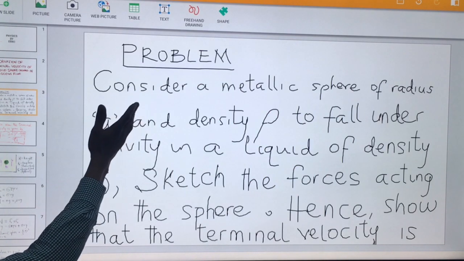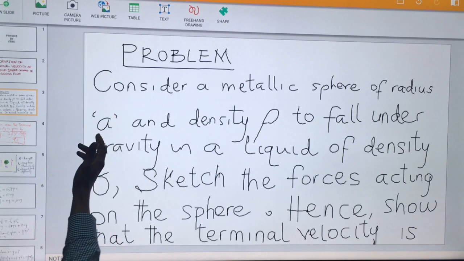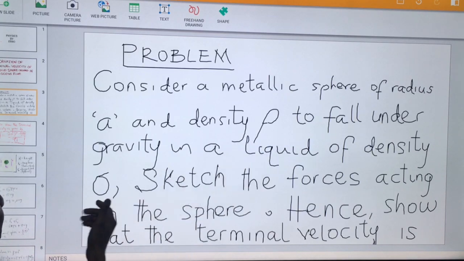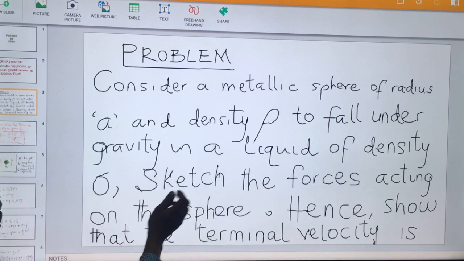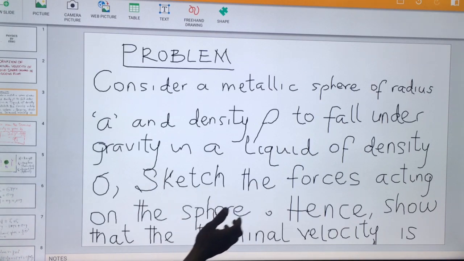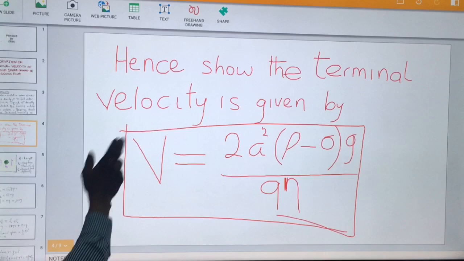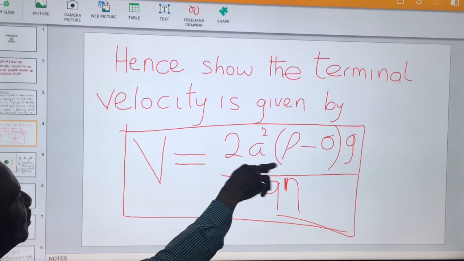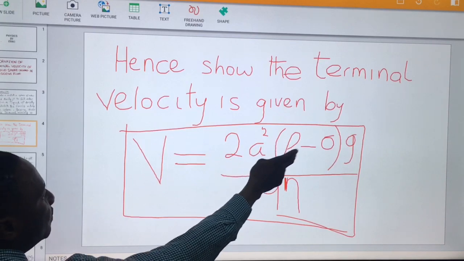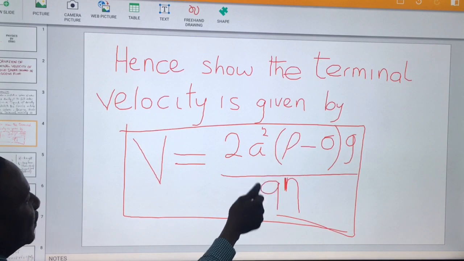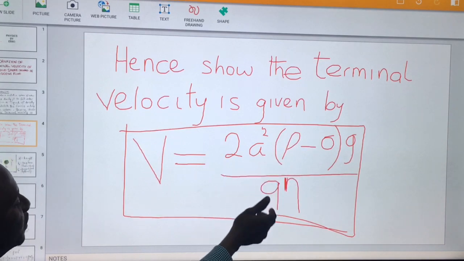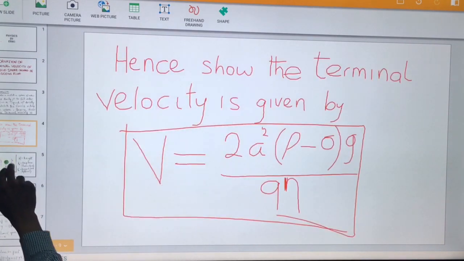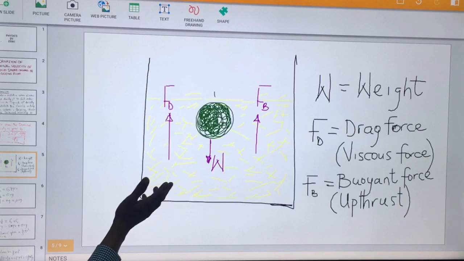The problem we want to consider: a metallic sphere of radius a and density ρ falls under gravity in a liquid of density σ. We are required to sketch the forces acting on the sphere, and hence also to show that the terminal velocity is given by the expression: terminal velocity is equal to 2a squared, in the bracket of the density of the solid minus the density of the fluid, all multiplied by gravity, all over 9 multiplied by the coefficient of viscosity.